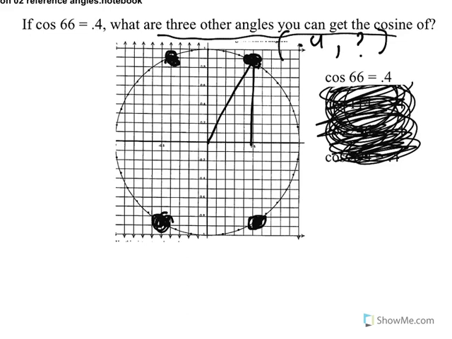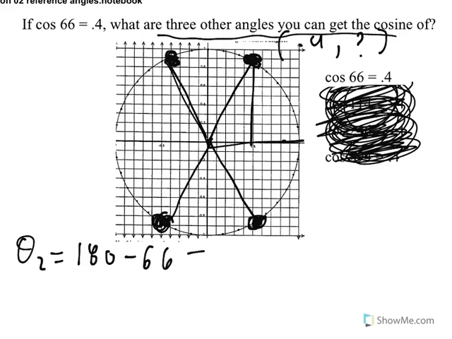Well, the other three angles are gotten like we did before. Basically, this is asking what three angles have 66 as their reference angle. So for this angle, it's going to be 180 minus 66, which is 114.